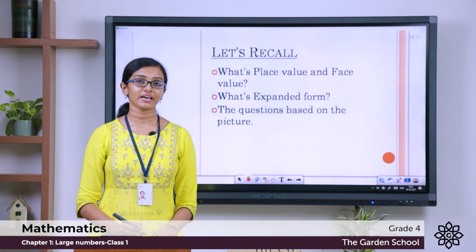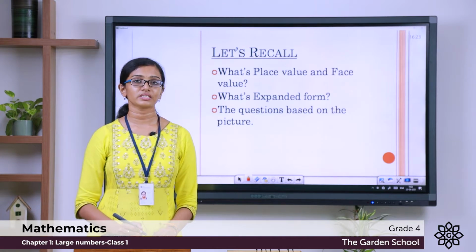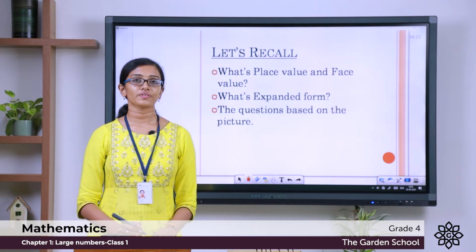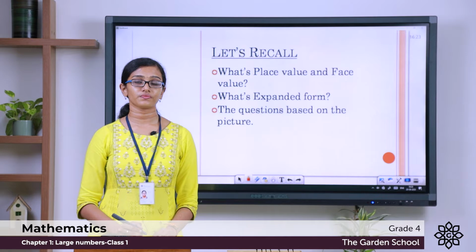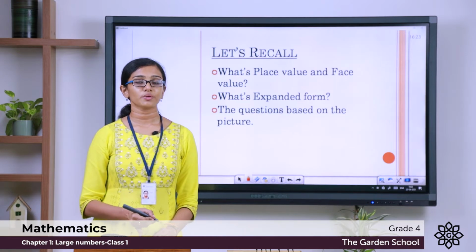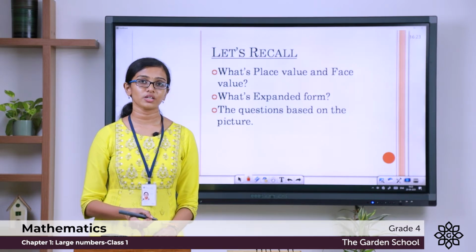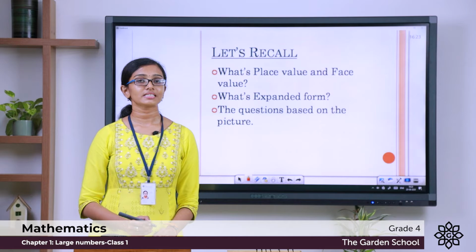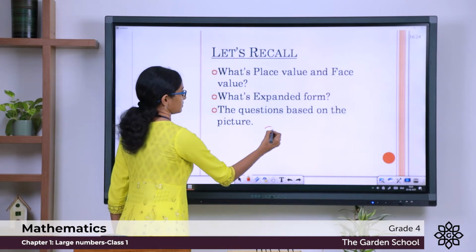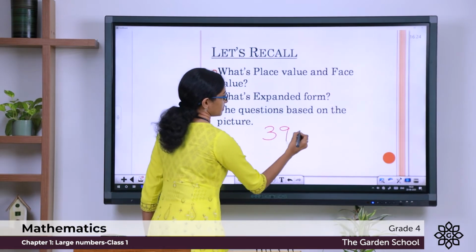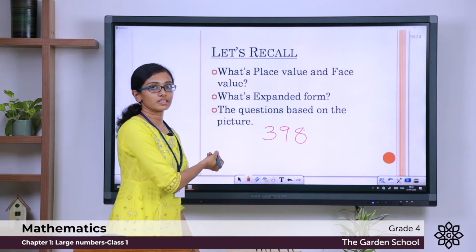So now let's see what's the place value and face value of a digit in a number. Place value of a digit in a number is the value of the digit based on its place or position in the number. Face value means the digit itself. Let's see that with an example. Here is a 3-digit number.